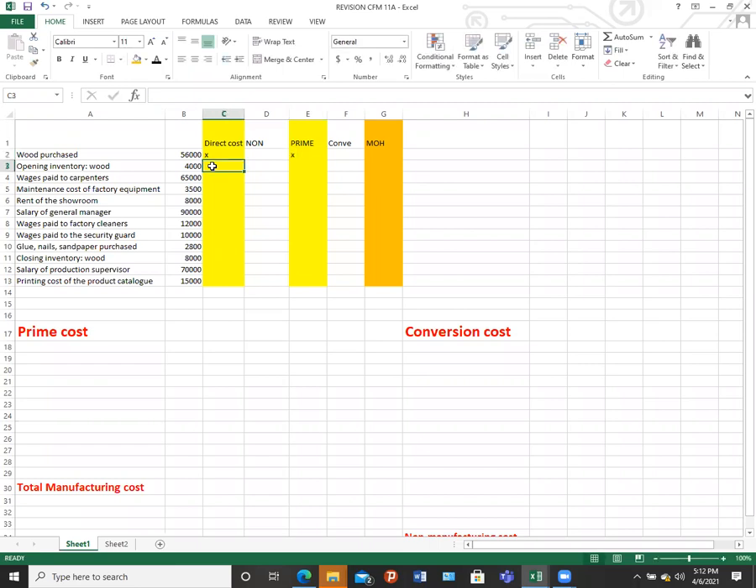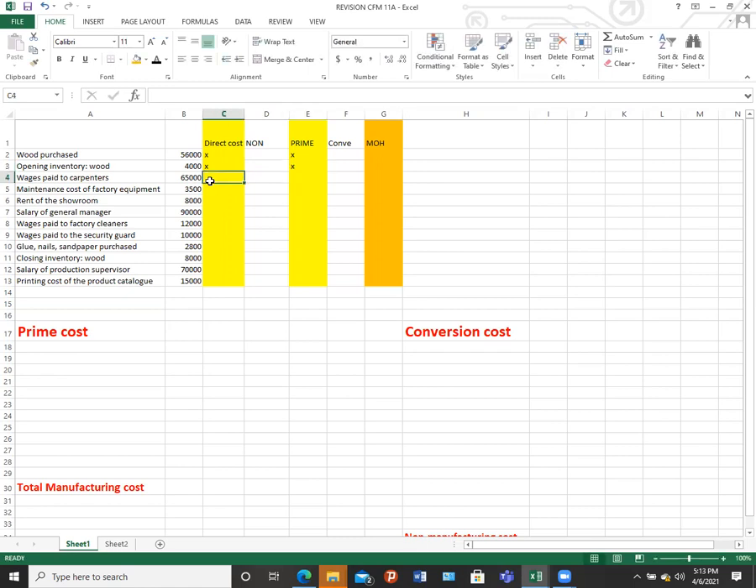We have an opening inventory of wood, which is our raw material. It is a direct cost, guys, and then it falls under what? Prime. Remember, guys, your prime is all your direct cost. All your direct cost is your prime.